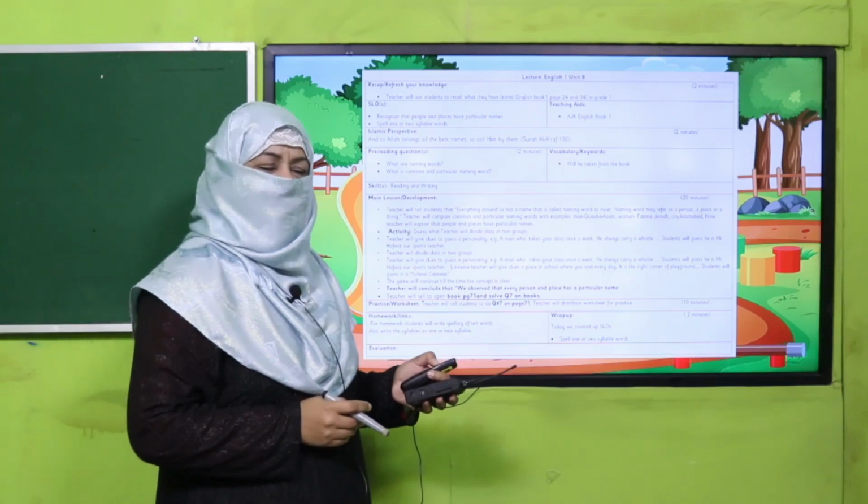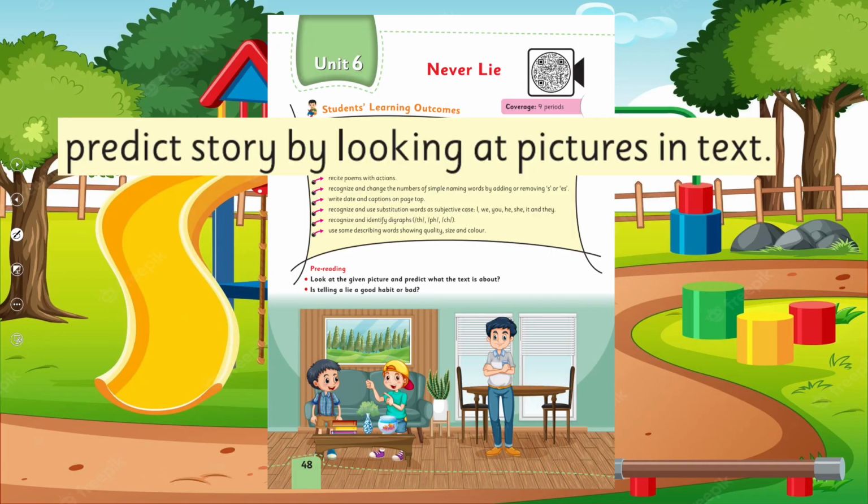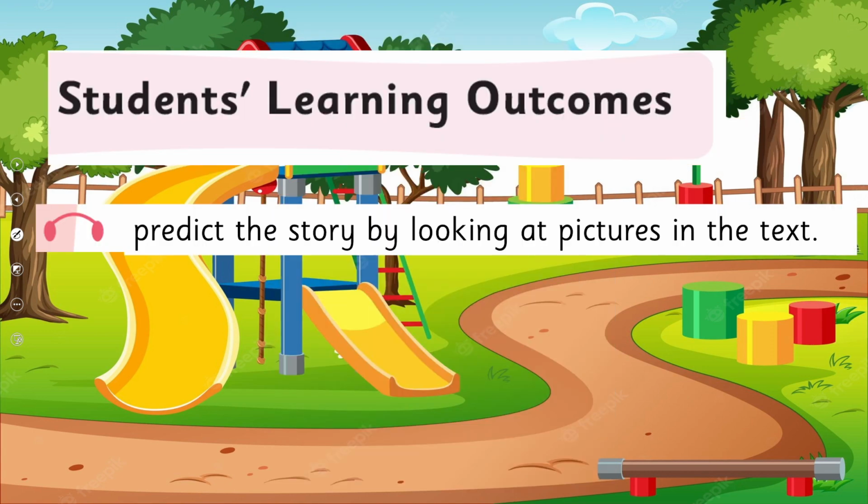Yes, my dear children, today we are going to start reading and understanding of the text. Before this, in Unit 6, I have taught you to predict a story by looking at pictures in the text. Remember? So we are going to apply the same technique, and today's SLO is again to predict the story by looking at pictures in the text.